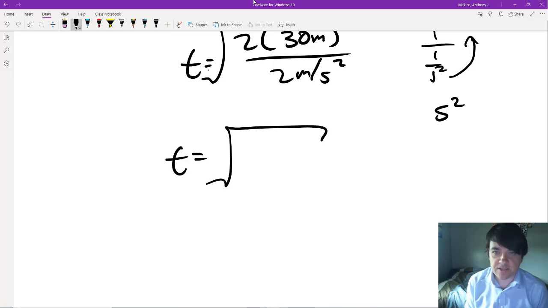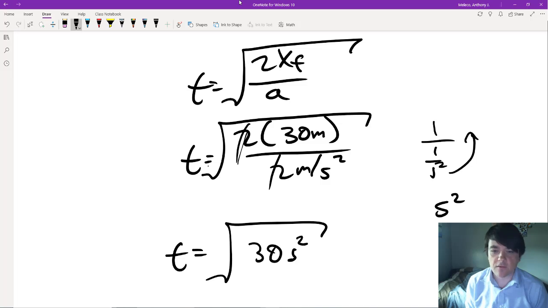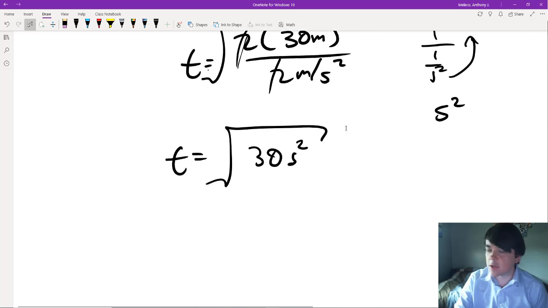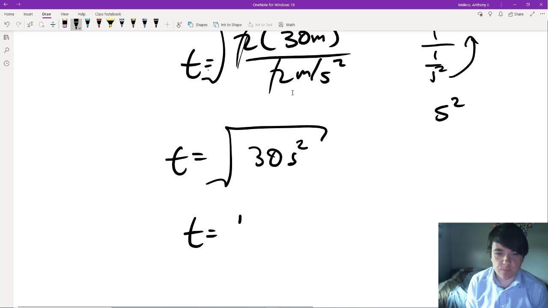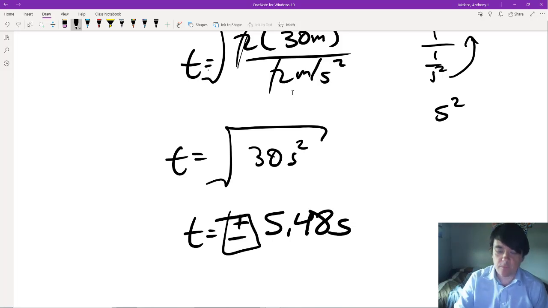So 2 times 30 is 60. Oh, 60 over 2. Never mind, the 2's just cancel. Right? Can't do math. So it's the square root of 30 second squared. And the square root of 30 second squared is 5.48. T equals plus minus, because we're taking a square root, 5.48. Now, what does this mean?